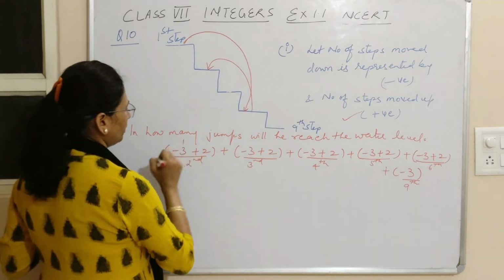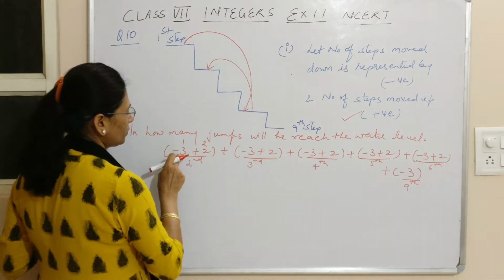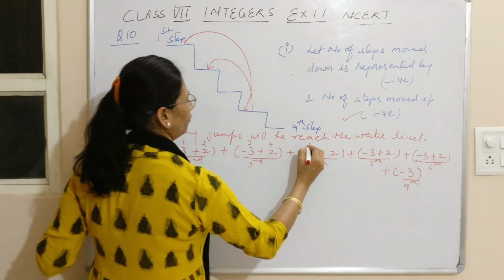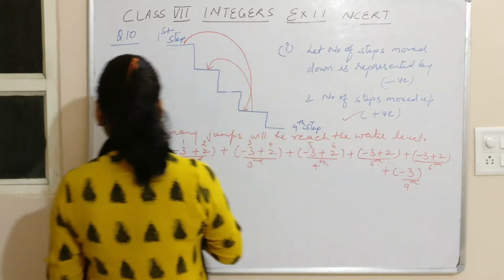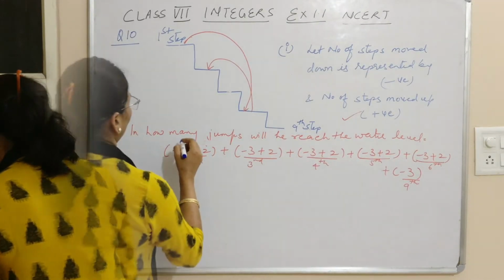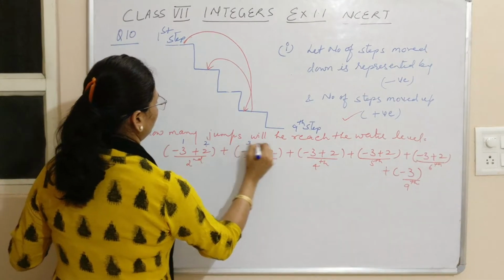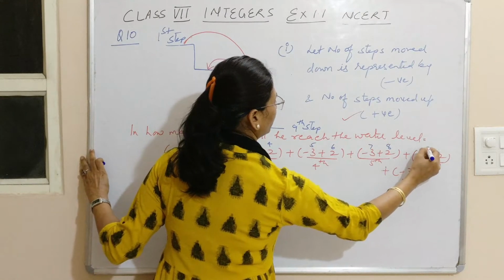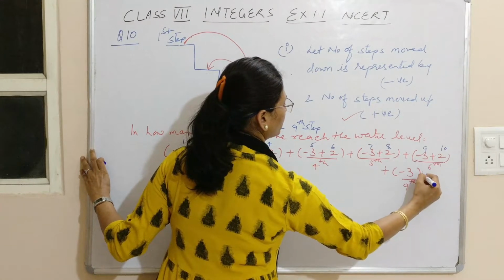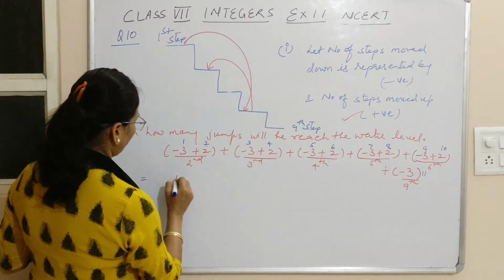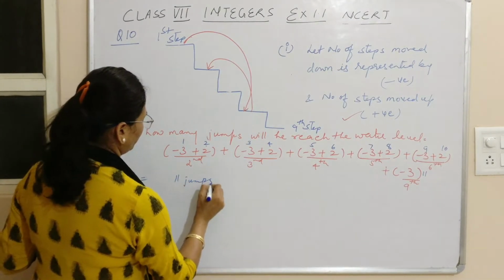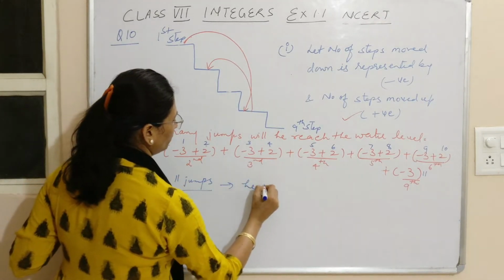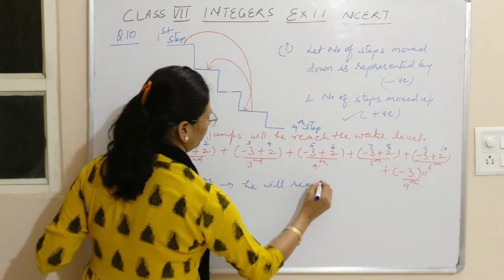This is first, this is second, because he goes 3 steps down, 2 steps up. First, second, third, fourth, fifth, sixth, seventh, eighth, this is 9, 10, and this is 11. So in 11 jumps, he will reach the water level.